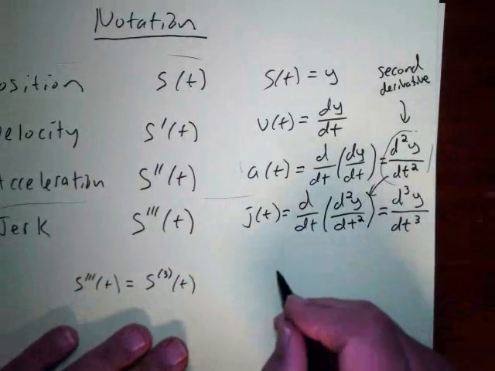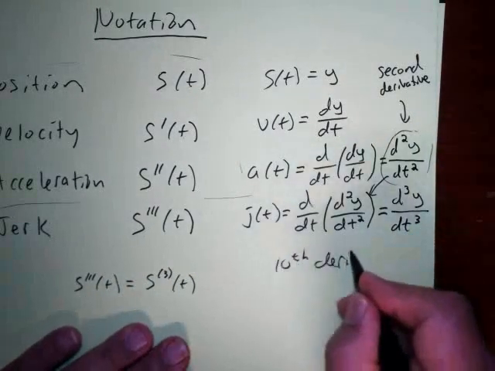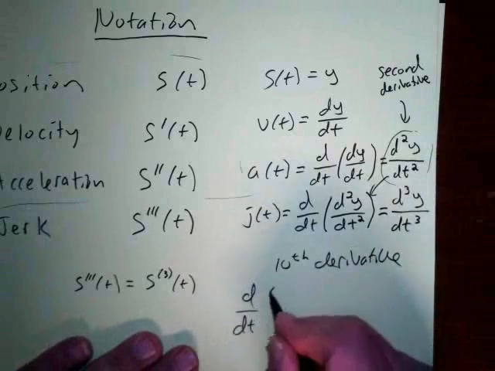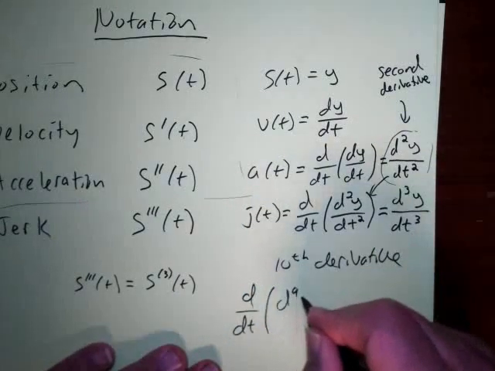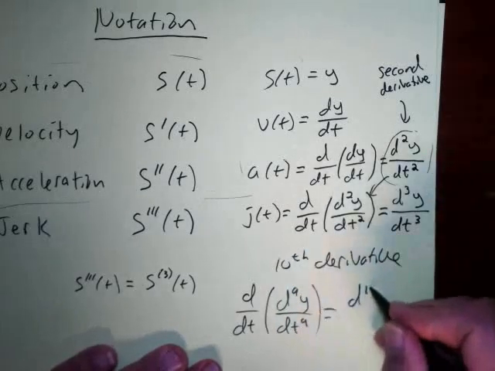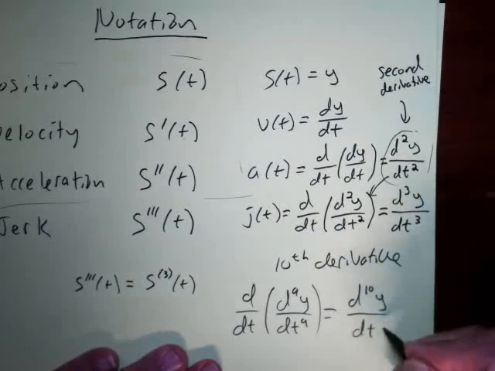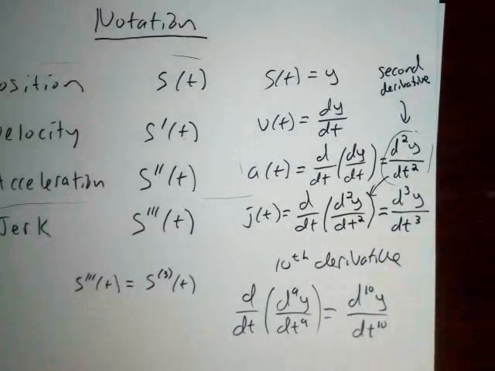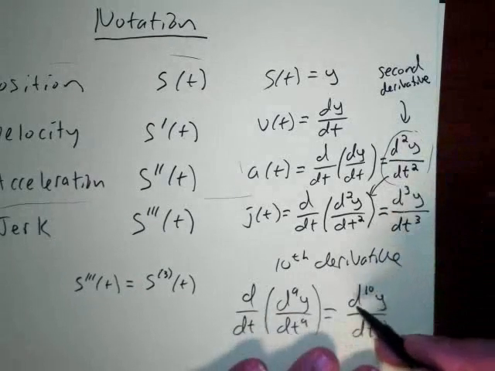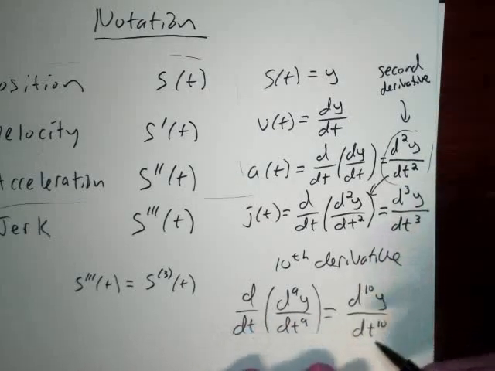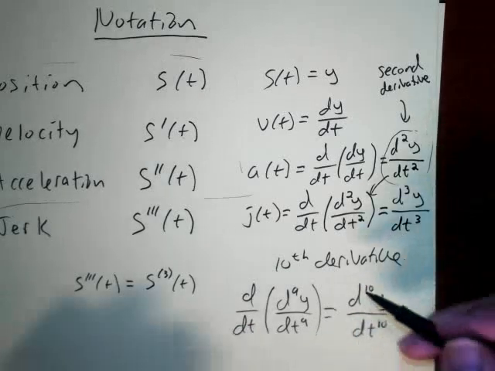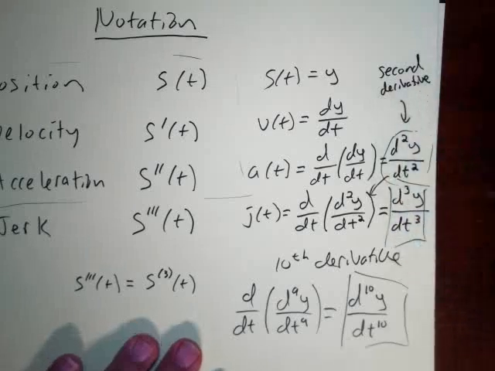So in other words, if you have the 10th derivative, the 10th derivative would be d dt of d9y over dt9. And you would get d to the 10th y over dt to the 10th. Okay, and so when you write a higher order derivative, on the top the number is on the d, and then you just have a y, but on the bottom it's dt, and then the 10 is on the t, like that. That's just how you write those higher order derivatives.